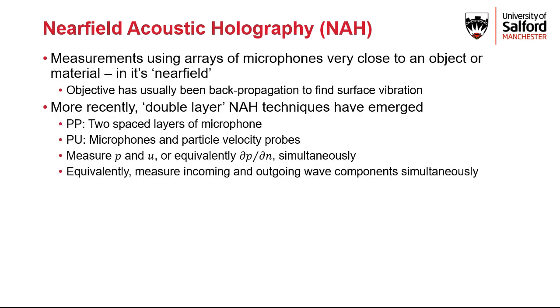More recently, double layer near field acoustic holography techniques have emerged, and this might involve two spaced layers of microphones, which is referred to as PP, or PU, which is a microphone and a particle velocity probe. But basically, the objective is to measure pressure and velocity, or equivalently, the gradient of pressure normal to the surface, referred to as dP by dN, simultaneously. And this means that you can measure the incoming and outgoing wave components simultaneously.